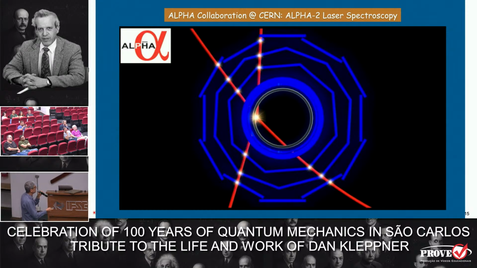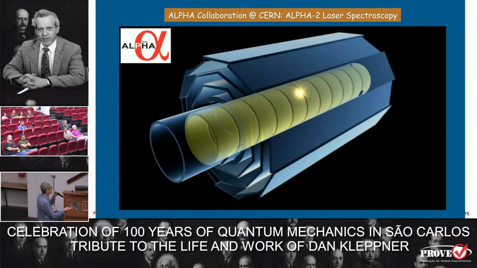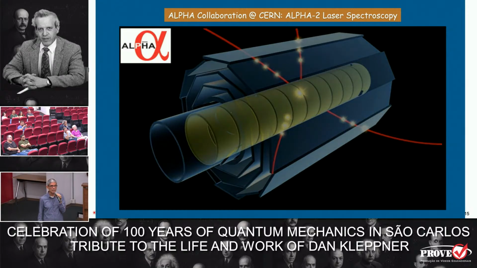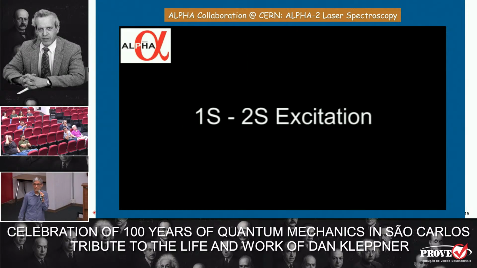And then if we open the magnetic field, then they are free, they hit the walls, they annihilate, and they produce these charged pions that give us signal in the detector, okay? And now we detect antihydrogen with 80% efficiency, each one of them, okay?